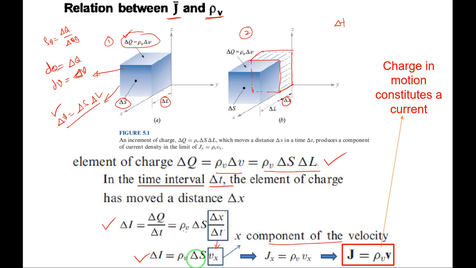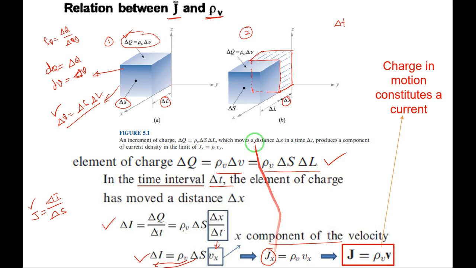So take this delta s this side and divide it. Divide delta I by delta s. What will it give me? The current density J. Current passing through unit surface area will give me J. So delta I by delta s is nothing but J. It is equal to rho v into vx. I hope you understood this.